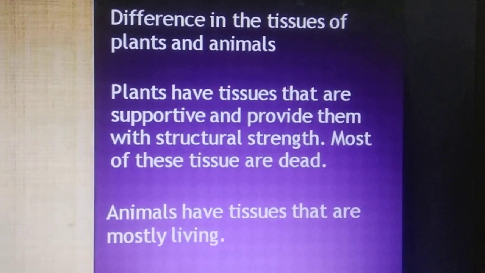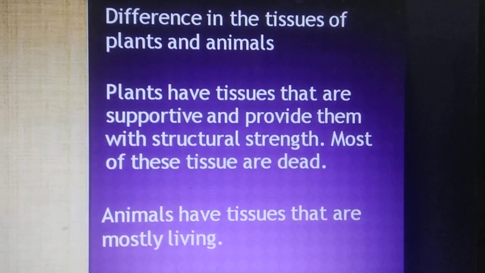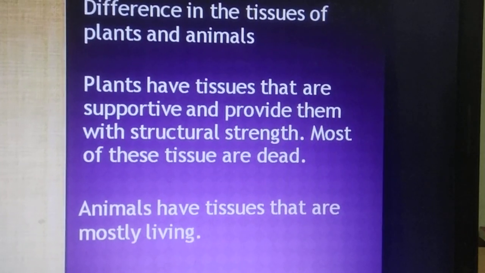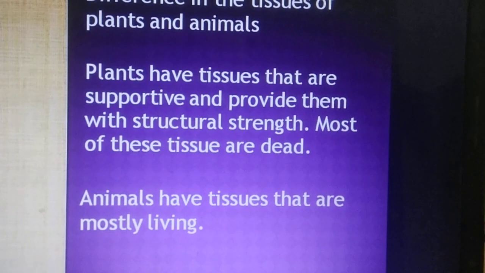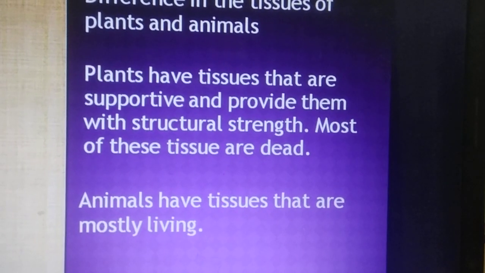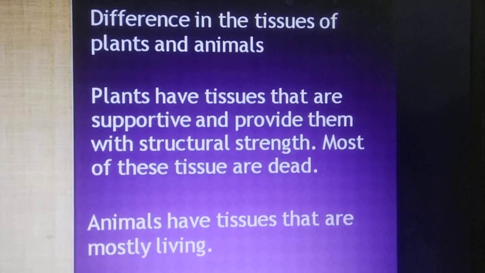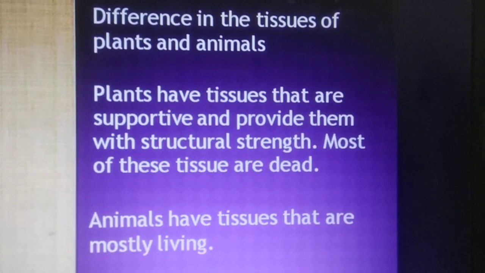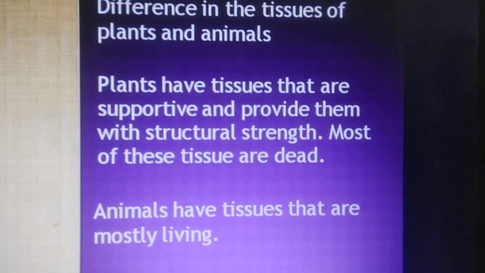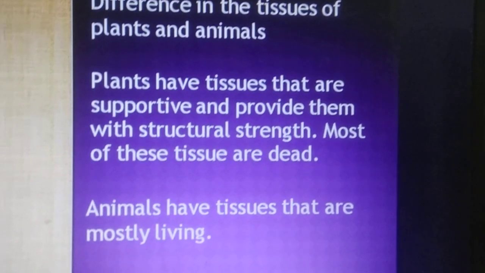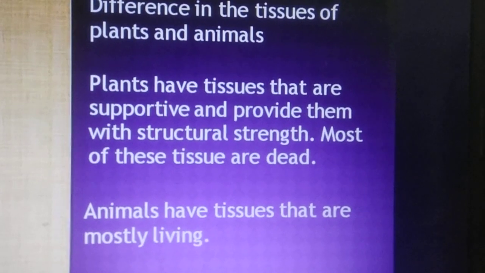Now we can also think that there is a difference in the tissues of plants and animals. Means the tissues in the bodies of plants and animals are not the same. This is because plants have tissues that are supportive and provide them with structural strength, and most of these tissues are dead because plants are fixed, they are sedentary, they do not have to move from one place to another, and because of this they have tissues which provide them with structural strength. On the other hand, animals have a different lifestyle and their tissues are mostly living.